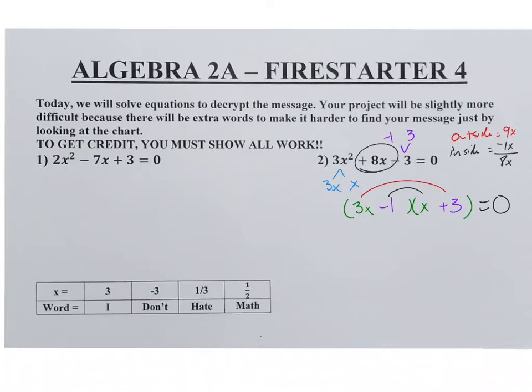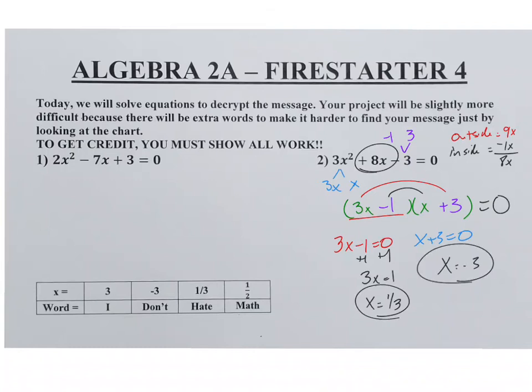So now I'm going to set each parentheses equal to 0. So I set this parentheses equal to 0. I say 3x minus 1 equals 0. x plus 3 equals 0. I'm going to solve both of them. I add 1 to both sides. I get 3x equals 1. I divide by 3, x equals 1/3. Minus 3 from both sides, x equals -3. Done. All right. So there's my -3, and there's my 1/3.